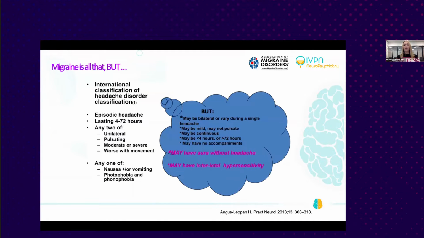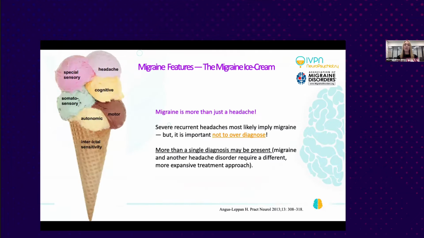So migraine is all that we talked about, but migraine can be a little bit atypical, and that's where the secondary headaches come in. Migraine can be not just unilateral, but bilateral, and it can also vary during a single headache. It can be mild, not moderate or severe. It can be continuous and can last longer than 72 hours or shorter than 4 hours. It may have no accompanying features at all. And you can have some features such as aura without a headache or have an interictal hypersensitivity.